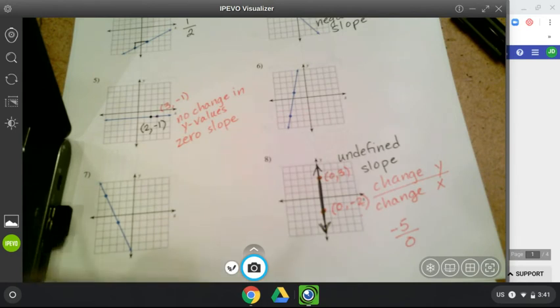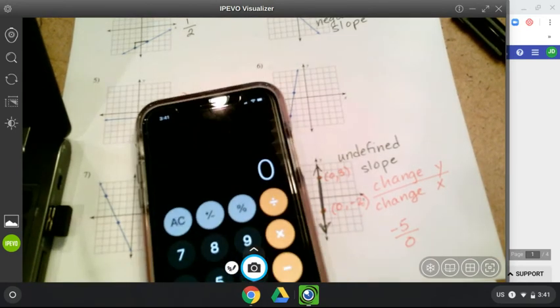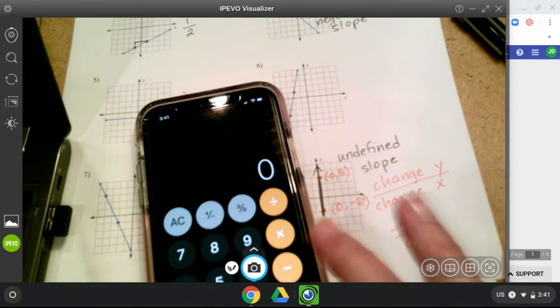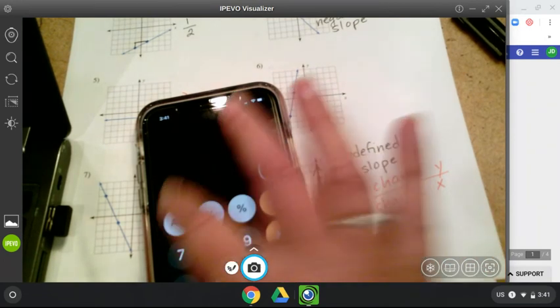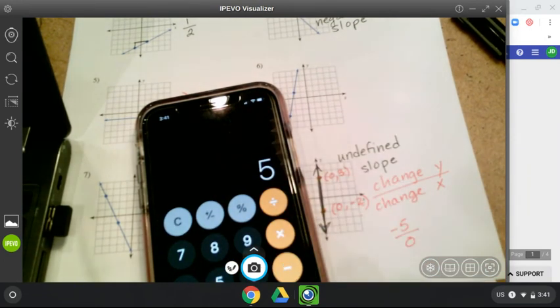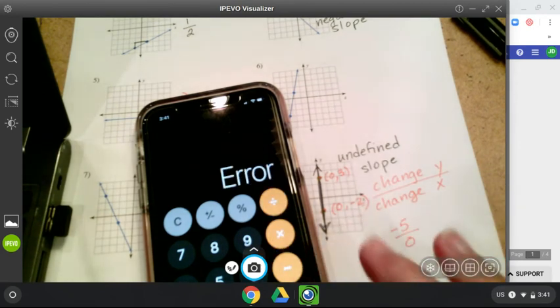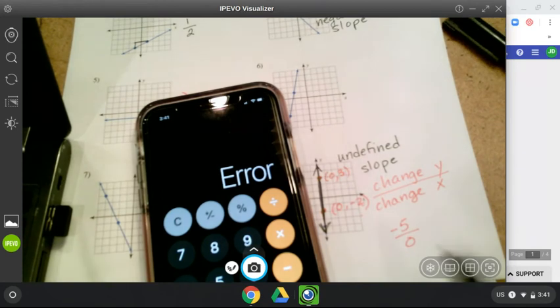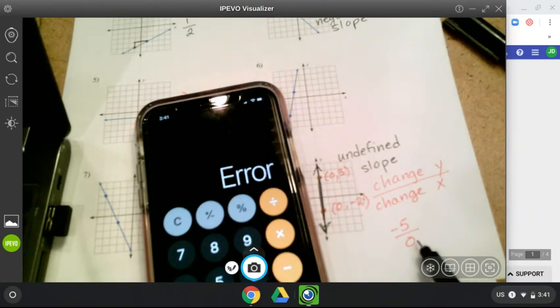And if I show you on my calculator, which is my phone, we're going to do -5 divided by 0 equals an error. So it's undefined literally because this is an error. When we try and do anything divided by 0, we get this error message or undefined.